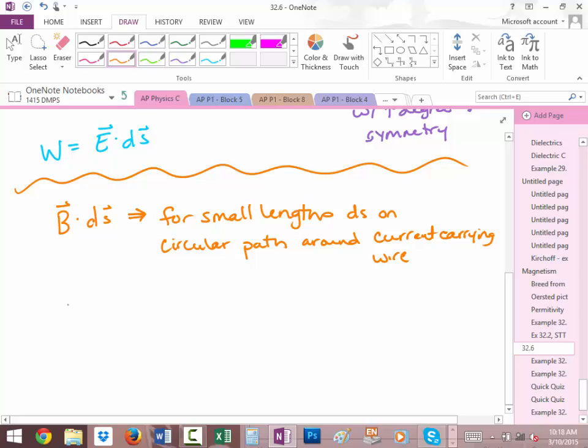So if we are looking at a situation like that, we know that all of the magnetic field vectors, how do they compare to the little ds's? They're all parallel, right? So all of the magnetic field vectors are parallel to the little piece ds, which is nice because then B dot ds just turns into B ds, just multiplying together, right? Because if you remember, A dot B is just AB times the cosine of theta. Okay?